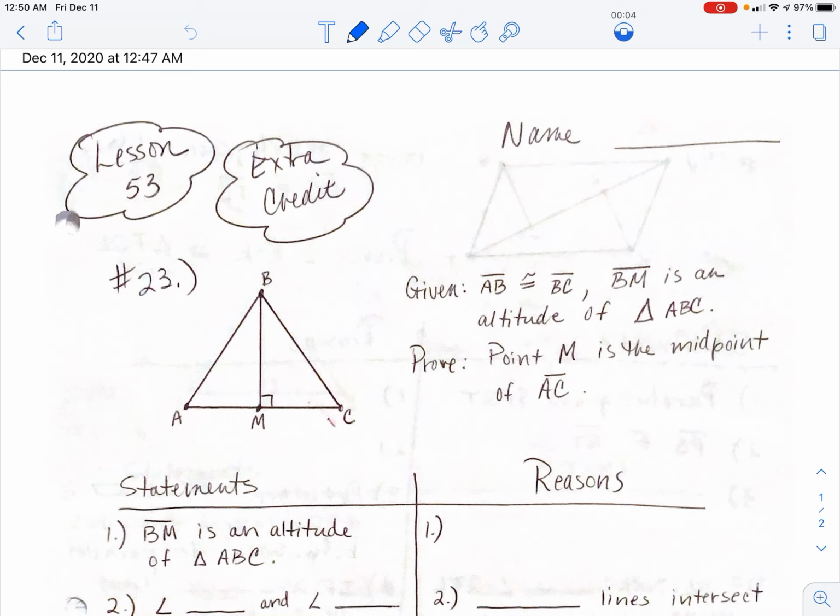Okay, Lexi, we're going to look at one of the proofs from lesson 53. We're going to look at the first one. It's number 23. So if you want to pull your sheet out and go ahead and fill in the blanks along with me, that would be great. Okay, so let's take a look at what we have here.